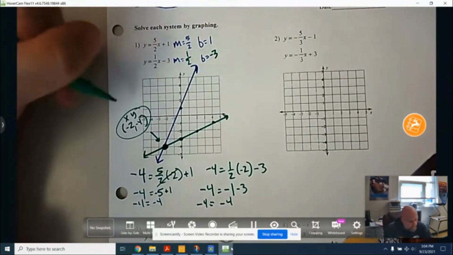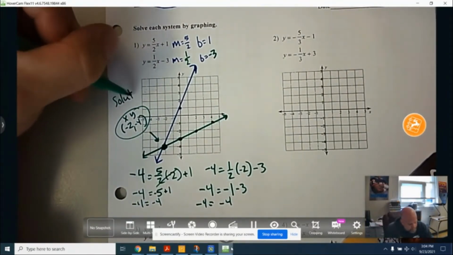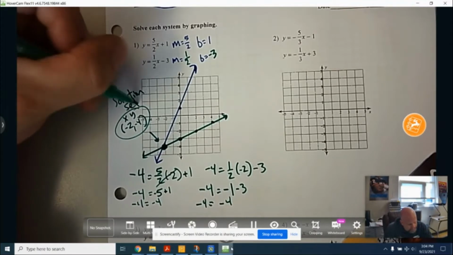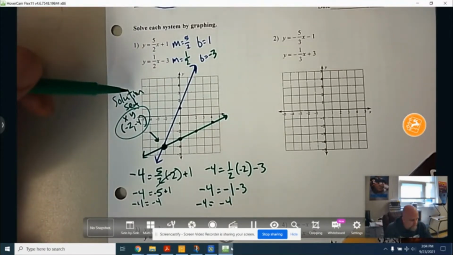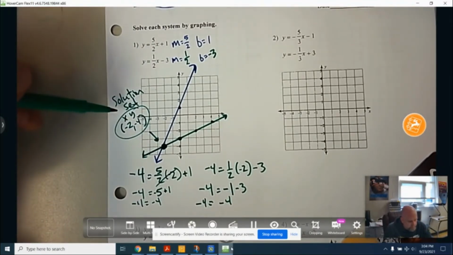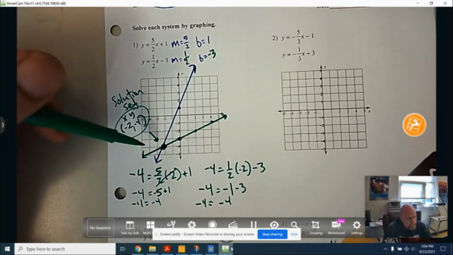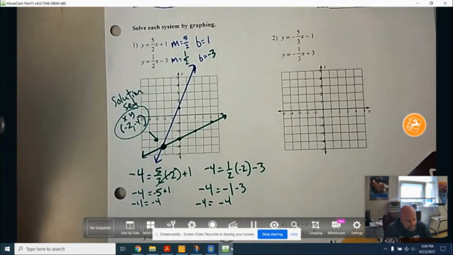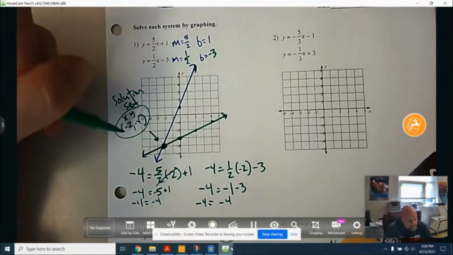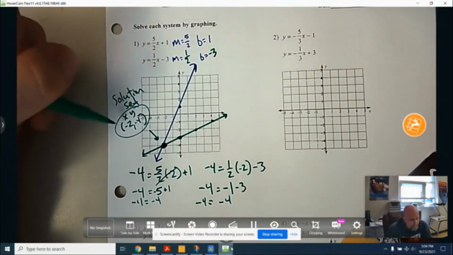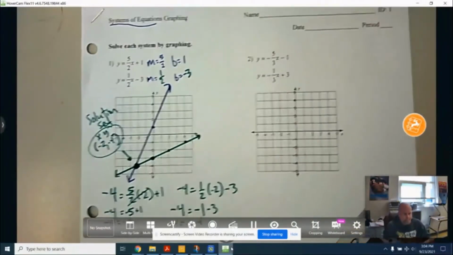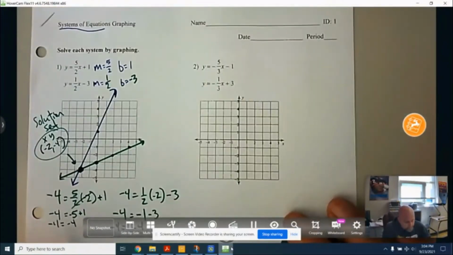And this is what we call our solution set. So if they ask what's a solution or what's a solution set, they're referring to the point where the lines intersect. For my final answer, I just write down the coordinate: -2, -4.